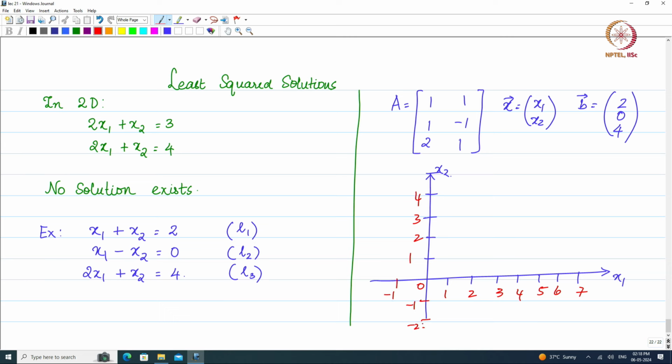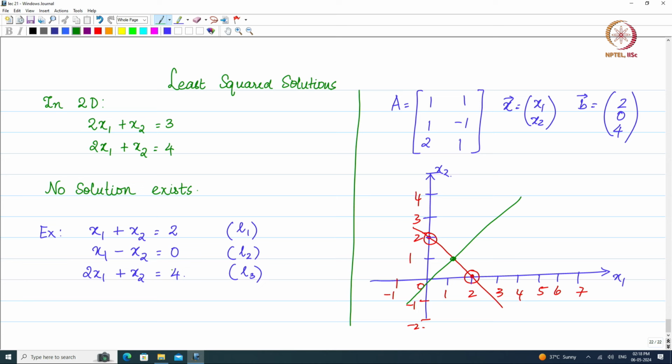So, the first line that we see is basically, if you put x1 is equal to 0, x2 is 2, and if you put x2 is equal to 0, x1 is 2. So, we are going to get a line which is going to be like this. Second equation, we already know the line that we are going to get is basically the x1 is equal to x2 line. So, this basically passes through this and intersects. So, this is basically the point of intersection which is 1 comma 1.